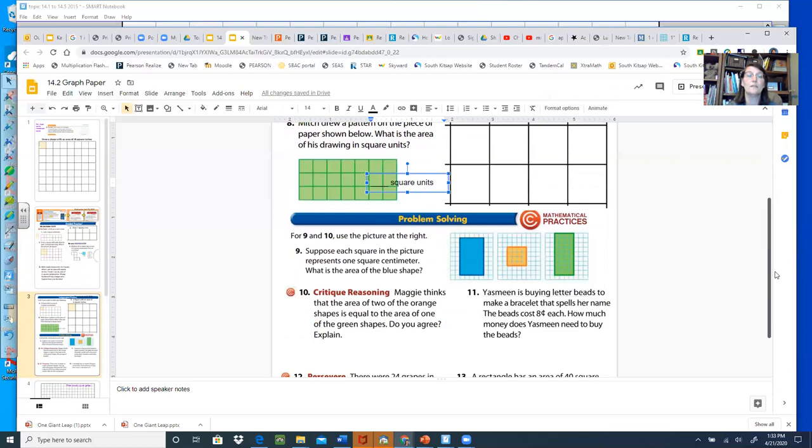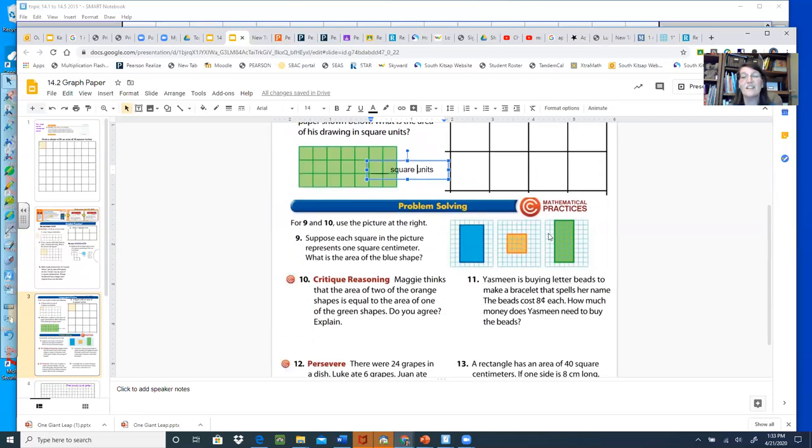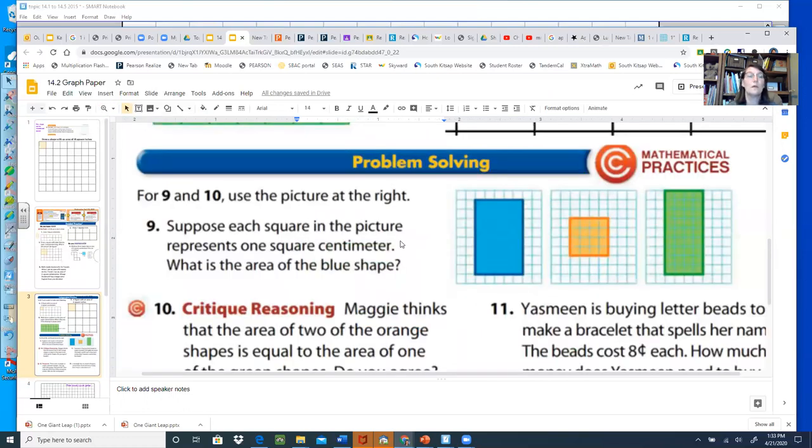Okay, 9 and 10. Use the picture at the right. Okay, so this is kind of hard to see. I'm going to zoom in a little more, see if it'll look a little better. Ooh, there we go. That's better. Suppose each square in the picture represents 1 square centimeter. That means each of these little guys. So 1, 2, 3, 4, 5. That's a 5 by 1, 2, 3, 4, 5, 6, 7, 8. So this is an 8 by 5, 5 by 8, depending on how you think of it. This one looks like it's a 4 by 4. Oh, this one's not very wide. So this one's 4. But let's see. 1, 2, 3, 4, 5, 6, 7, 8, 9. So this one's a 4 by 9.